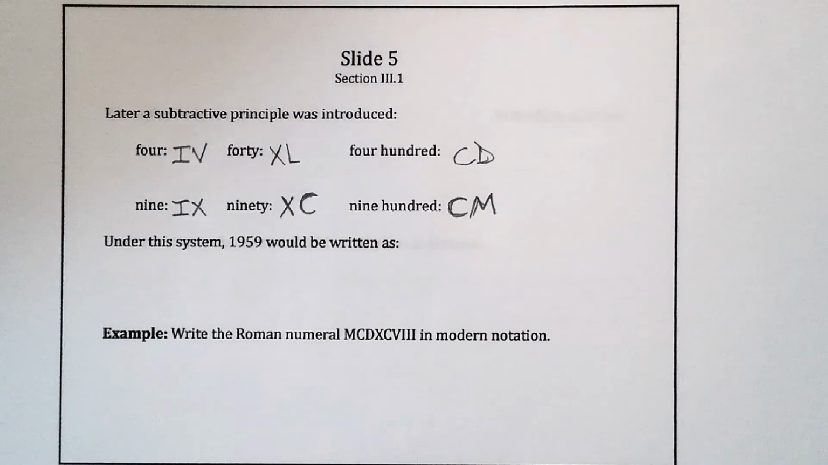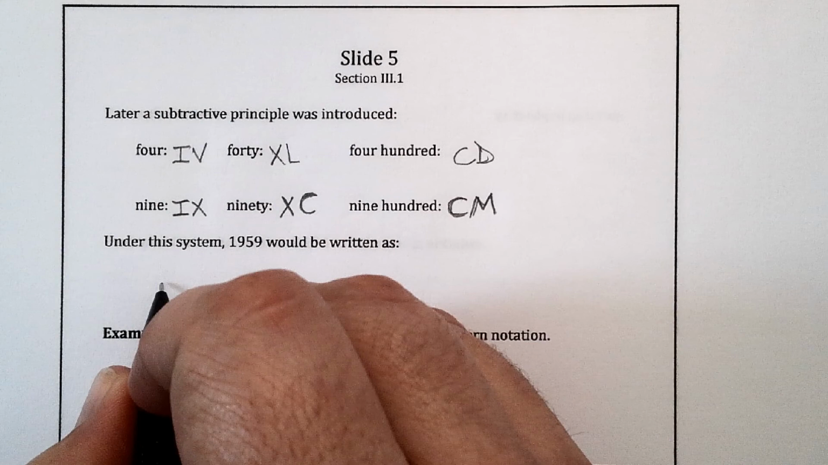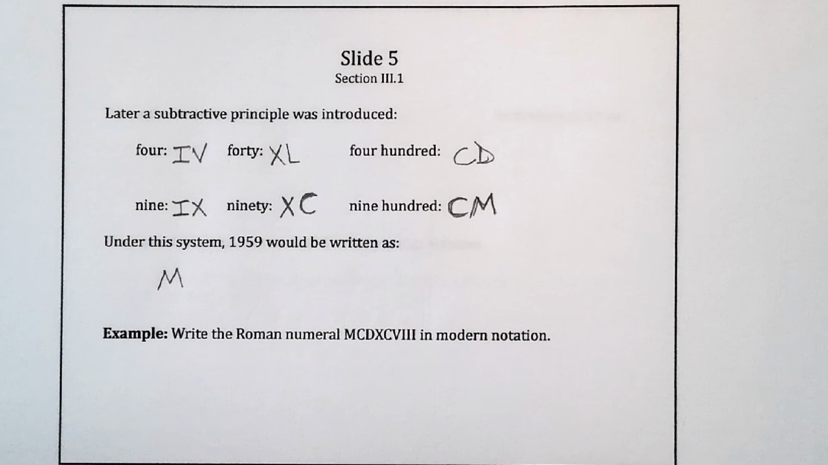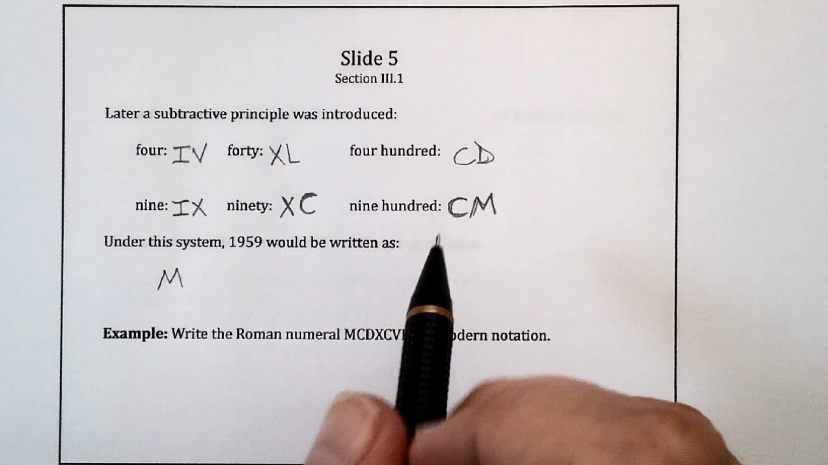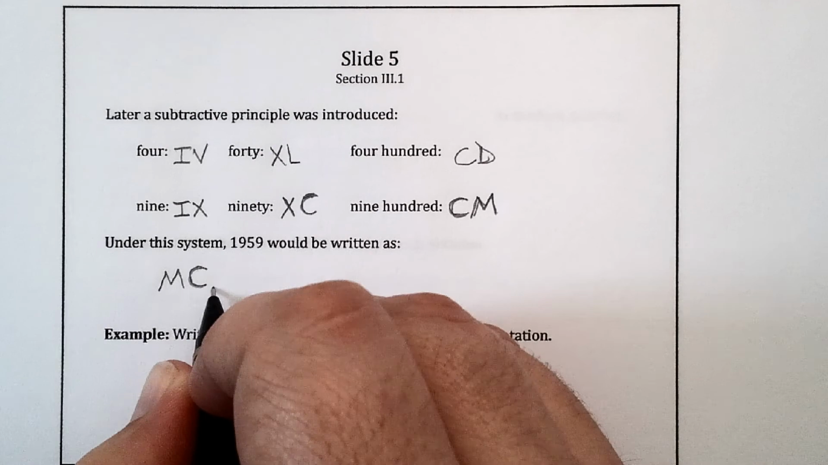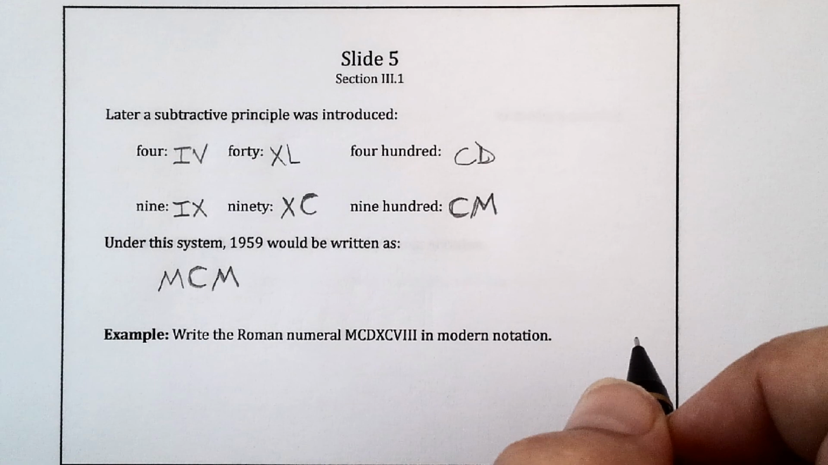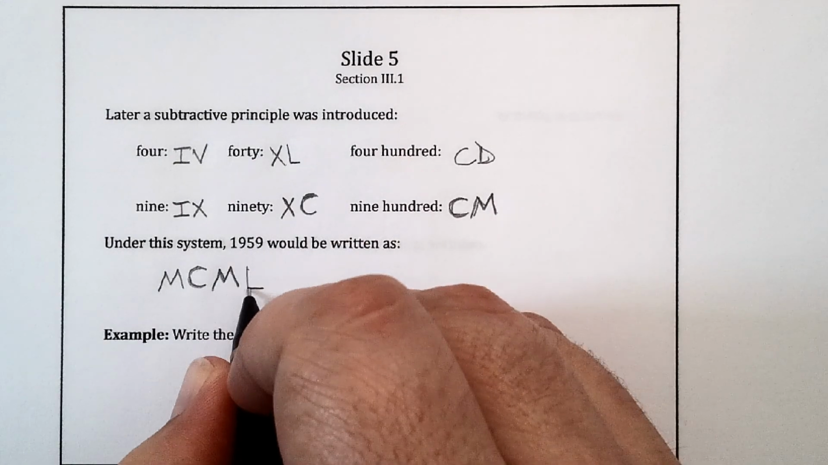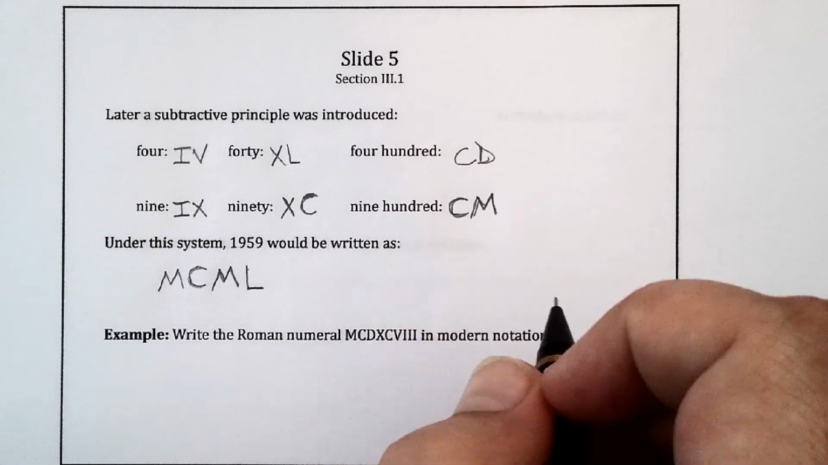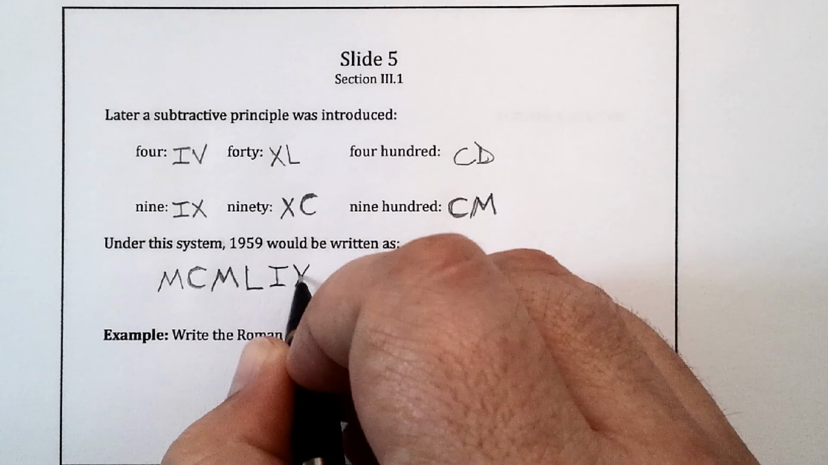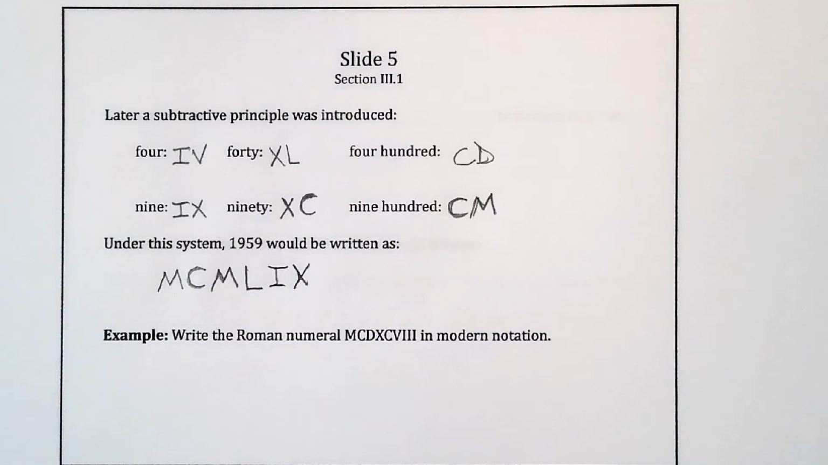So under this system, we would write 1,959 as follows. You would have 1,000, M. 900 now is CM. 50 is L still. And then the 9 is IX. And that's how you represent 1959.